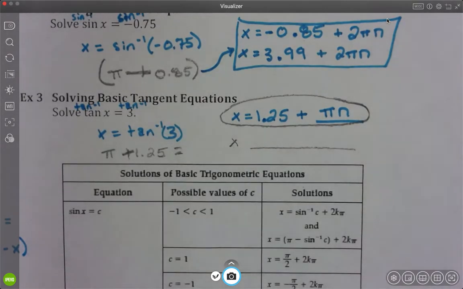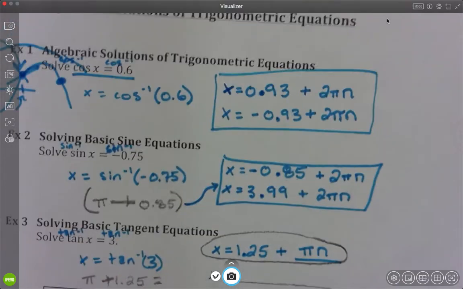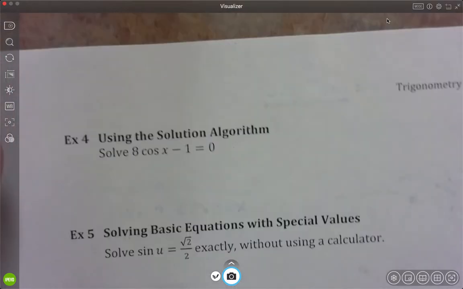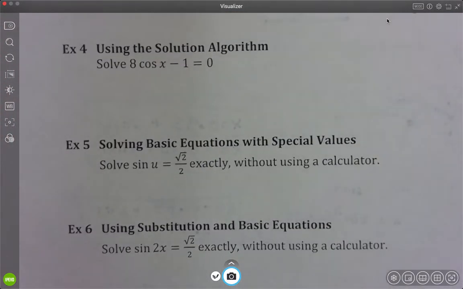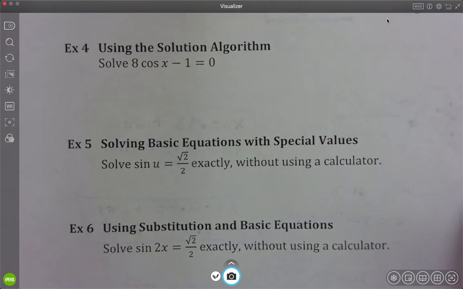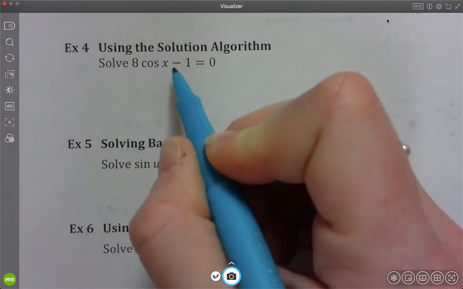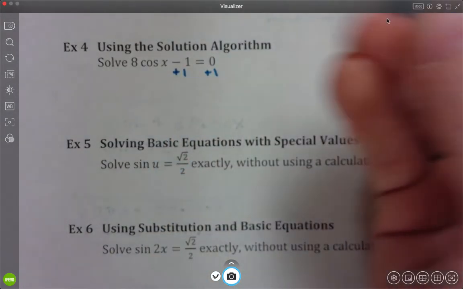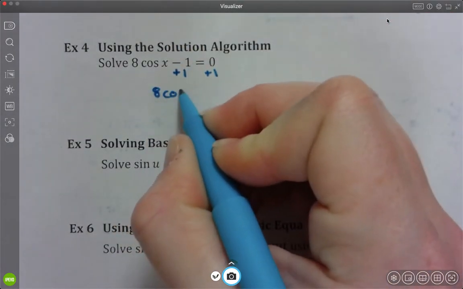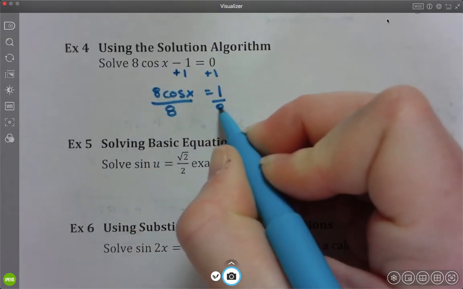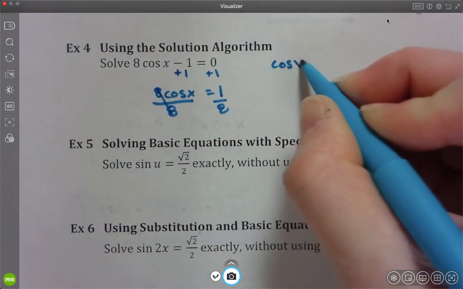Alright, so now let's go to the back side and let's see what else they have for us. We'll do just a couple more of these on the back side, and then we'll stop for this video. So using the solution algorithm, we want to solve 8 cosine x minus 1 equals 0. I'm going to do the same thing as before, except I just have to rearrange this equation and get cosine by itself. So I add the 1 over, so I have 8 cosine x equals 1, and then I divide by 8. So I have cosine of x equals 1 over 8.